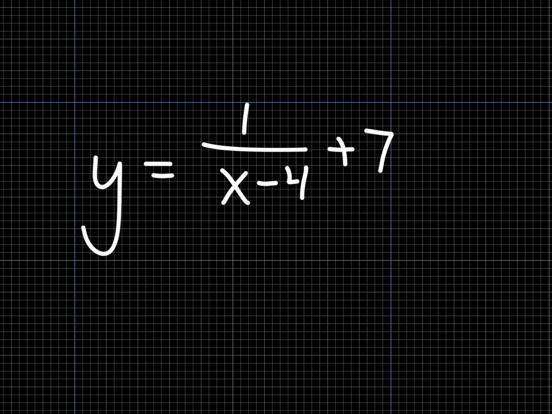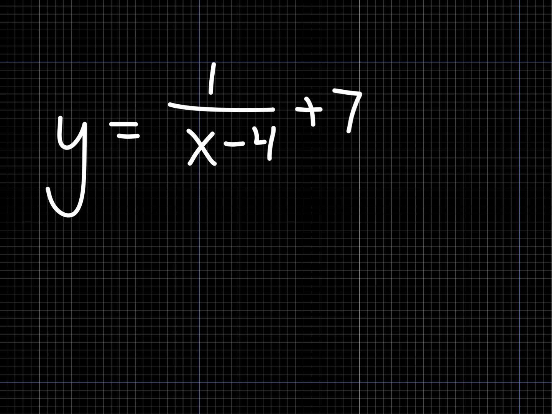So here's an example one. Everybody please write this one down. y equals 1 over x minus 4, plus 7. The first thing I'd ask on a test would be, which way did it move? So write down the answer to that. The second thing I'd ask is, where are the asymptotes now? Jonathan, which way did it move? Right 4 and up 7.